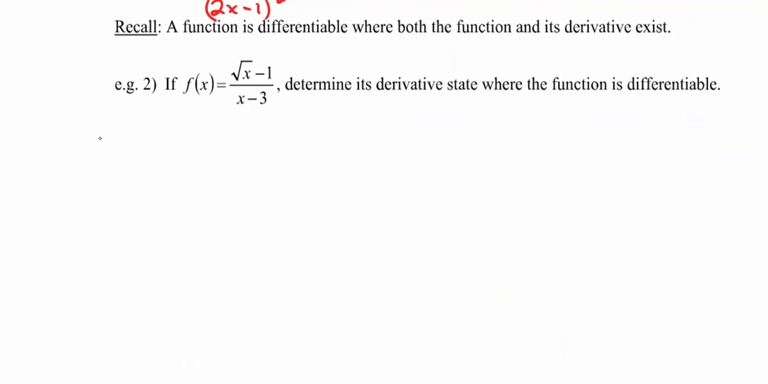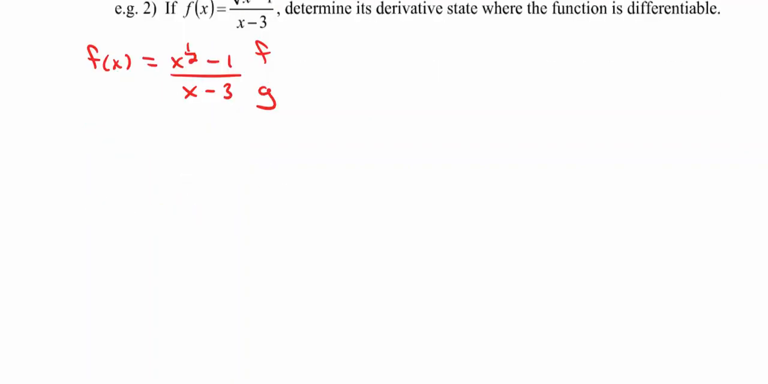So I'm going to rewrite this as f of x is equal to x to the 1/2 minus 1 over x minus 3. Okay? And then again, this will be my f, and this will be my g. Okay? So let's take the derivative.